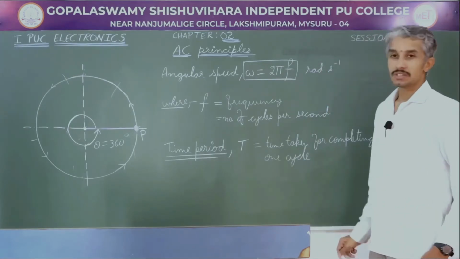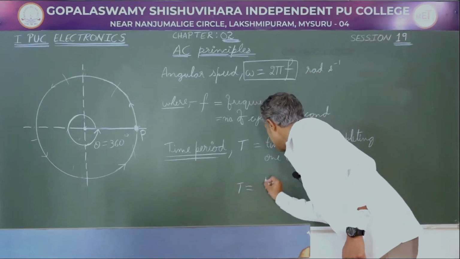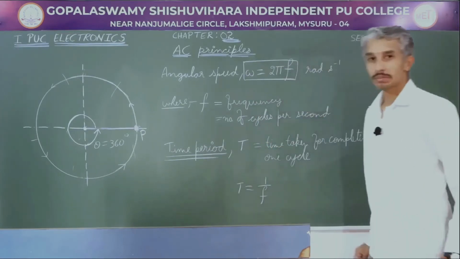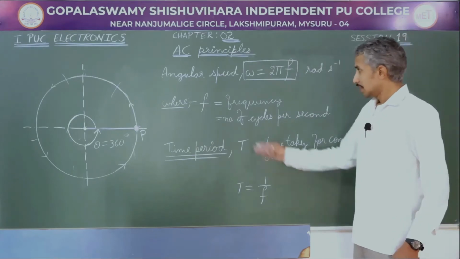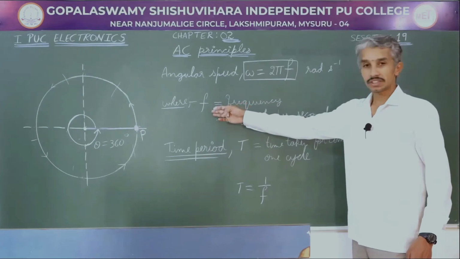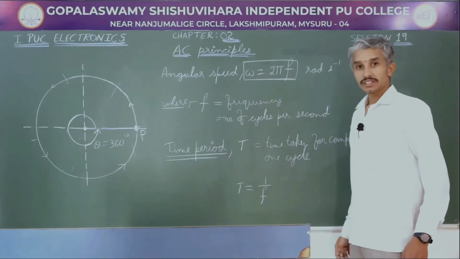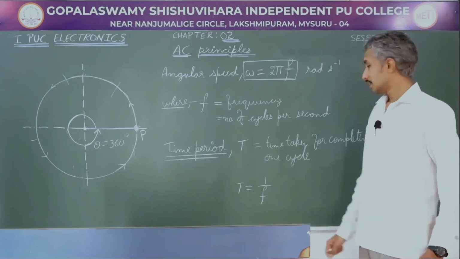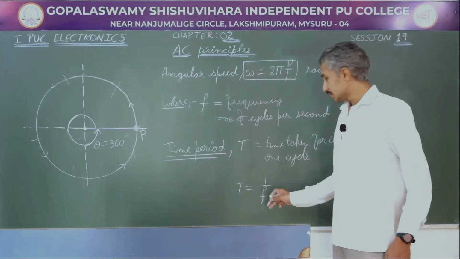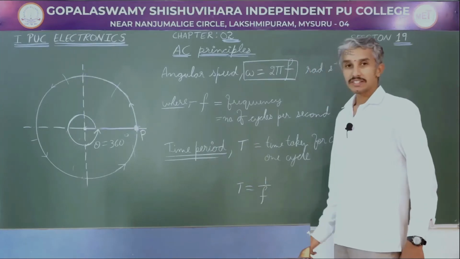And if we perform mathematics, we will see that time period is equal to 1 by frequency. How? Frequency is the number of cycles per second. This tells us how many cycles are performed in 1 second itself. And what is time period? Time taken for just one cycle. So, if you rearrange, you will find that time period is equal to 1 by f.